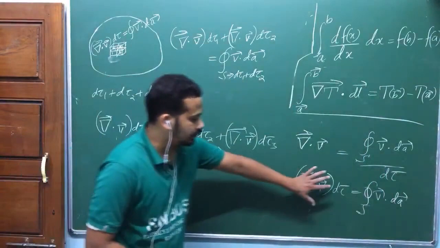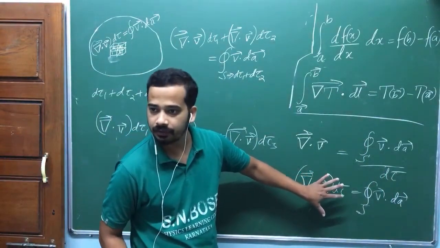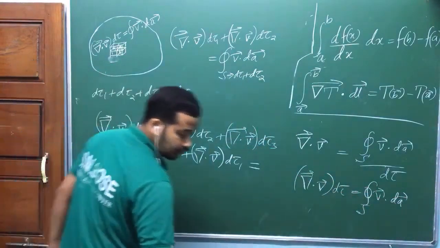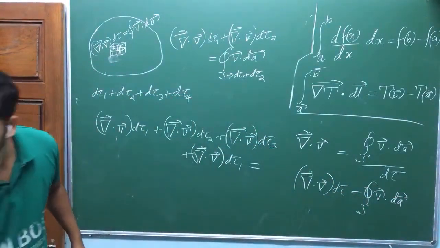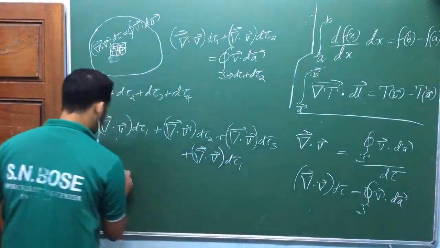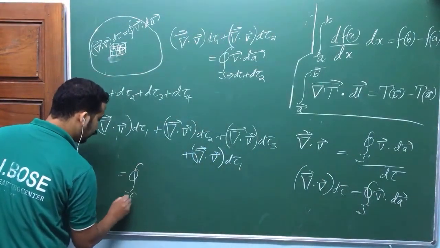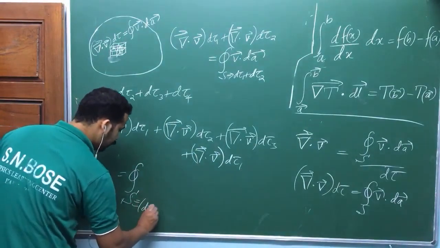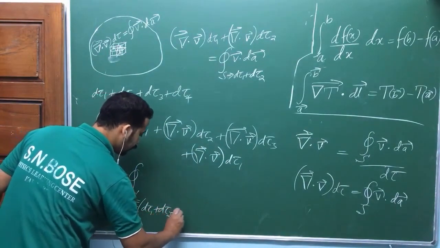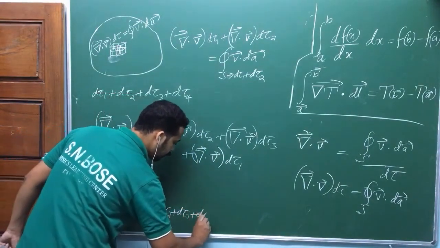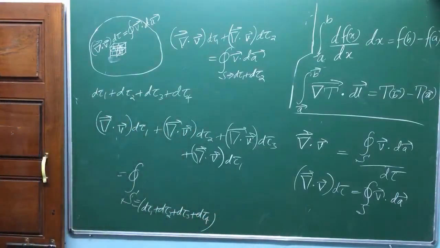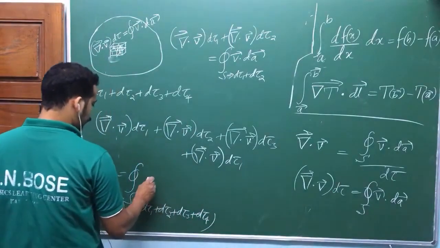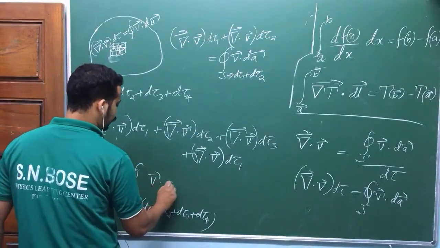Now I am adding this left hand side for different surfaces. I have to add the surface integral. When I add the surface integral, according to previous logic, I will get a surface integral for the volume dτ1 plus dτ2 plus dτ3 plus dτ4, isn't it? Speak out. This is the logic that I want to convey. Is that okay? Now, so that is equal to V bar dot dA bar.